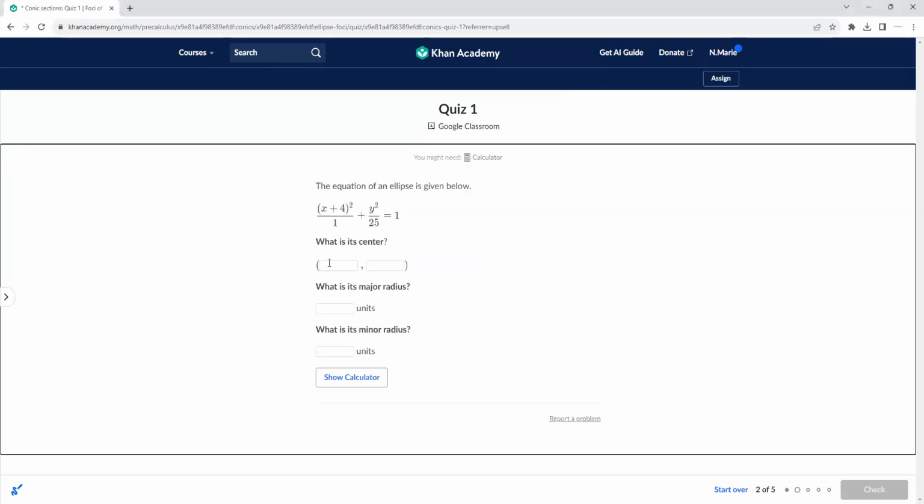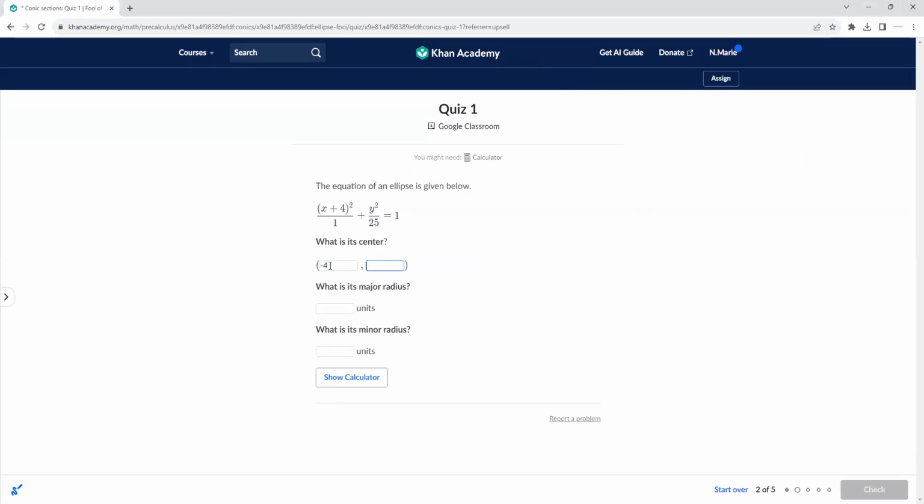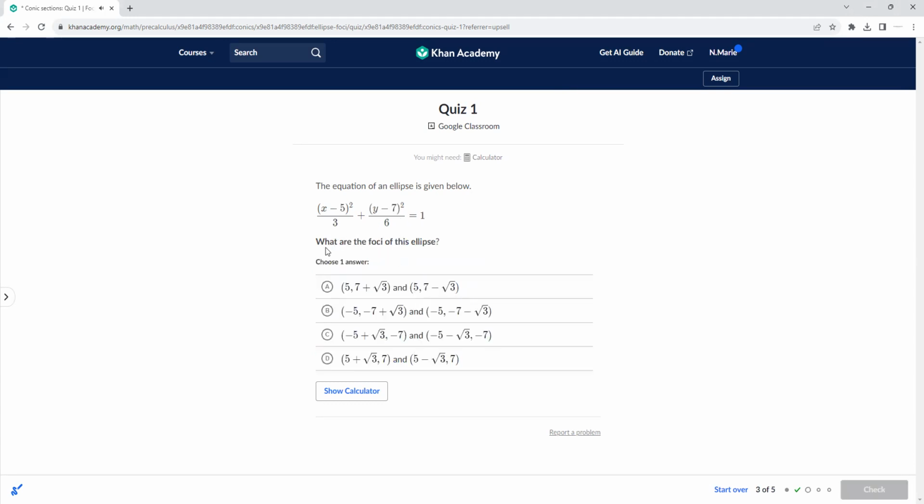Okay, so by looking at that, what's the center? It's the opposite of what you see, right? Which is -4, and this one has nothing, so it's 0. So what's the major radius? It's the big one, the square root of 25, which is 5. The minor is the square root of 1, which is 1. Very simple. Okay, what are the foci of the ellipse? So we have to find it. So we know that our center is at 5, 7, right? So we can write our center is at 5, 7.